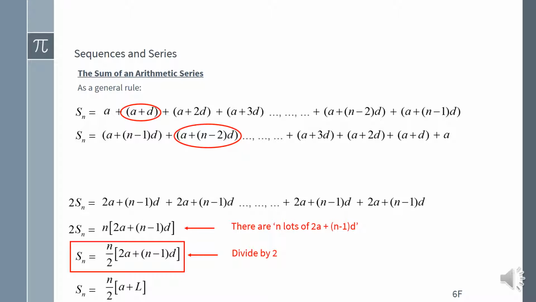Also, if you think about what's there, 2a plus (n minus 1)d, if we rewrite the 2a as a plus a, then a is the first term and a plus (n minus 1)d is the last term. So n over 2, (a plus l), can also be used as a formula for the sum of the first n terms of an arithmetic series.